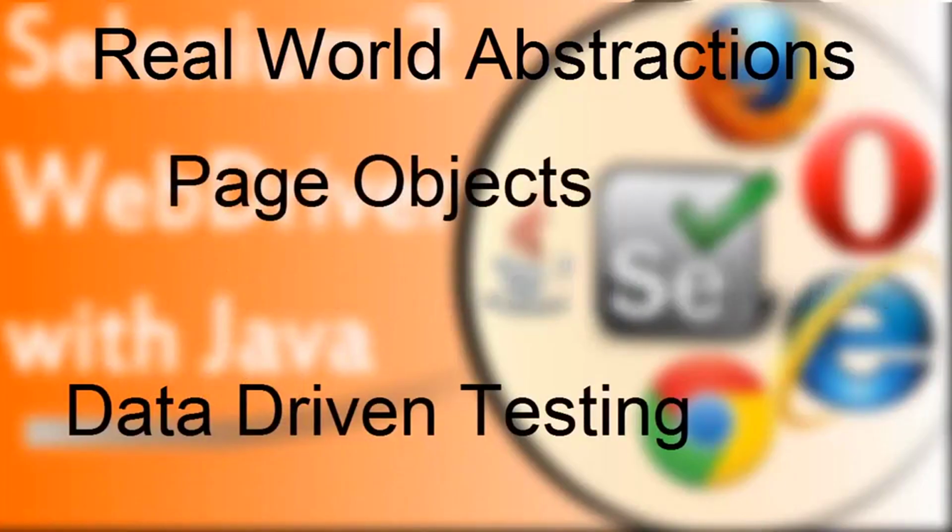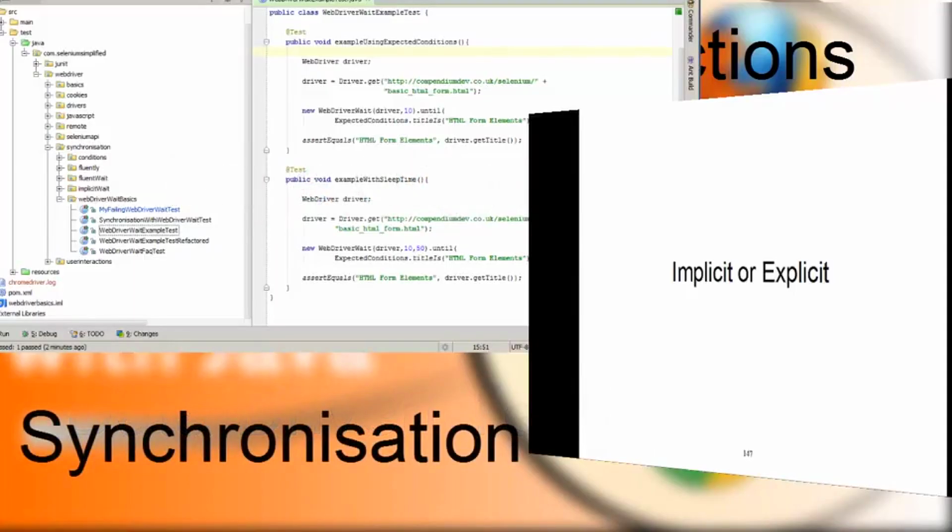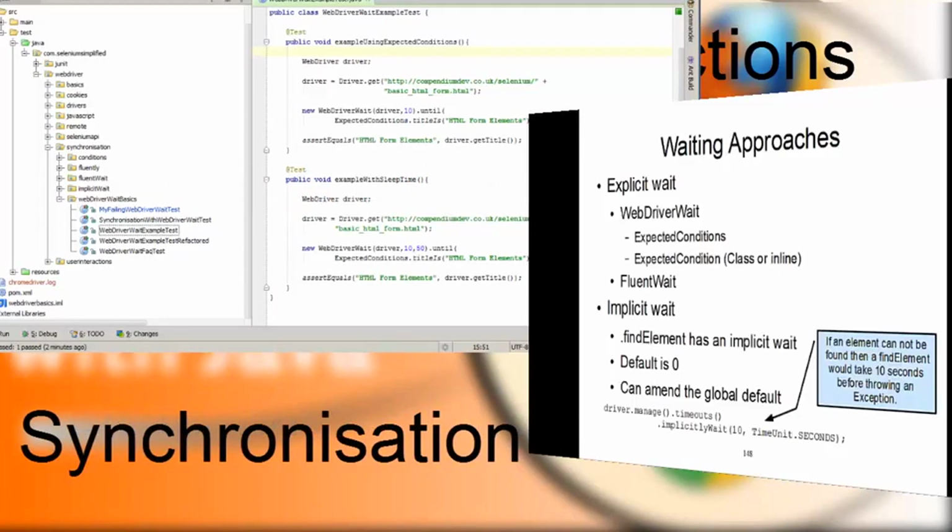I spend quite a long time on page objects as abstraction layers and synchronization, because the biggest issue I see with people's code in production is not synchronizing their tests properly.